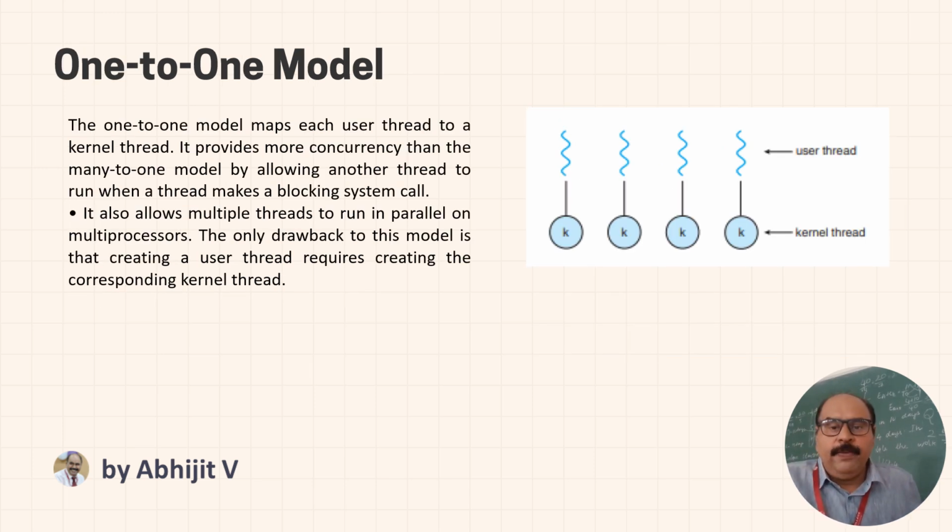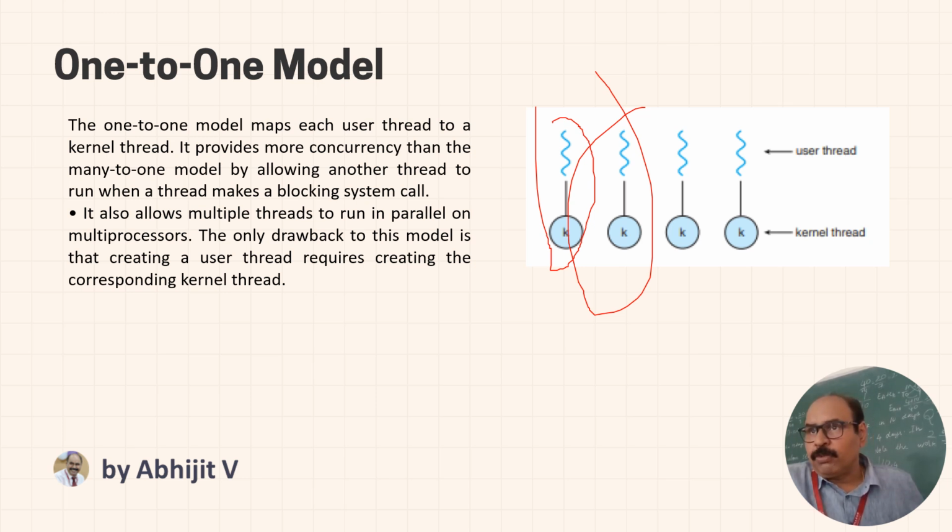In the next model, we have a single kernel thread for each user thread. So there is no interference from the other ones. In the one-to-one model, each user thread is connected to a kernel thread. It provides more concurrency than the many-to-one model by allowing another thread to run when a thread makes a blocking system call. It also allows multiple threads to run in parallel on multiprocessors.